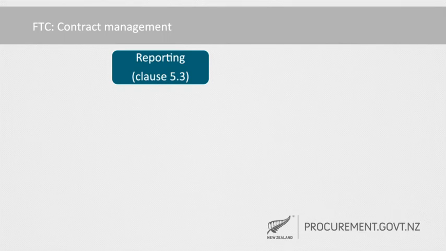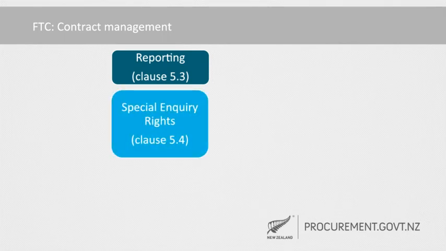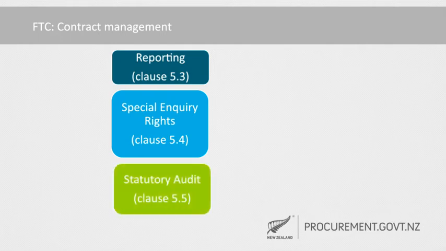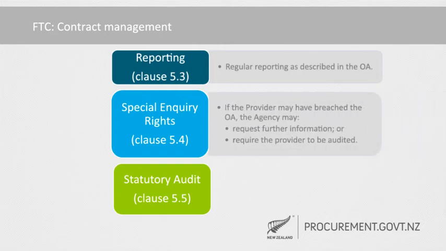The contract management section also covers what reporting is required and when special inquiry requests may be made, and confirms that statutory audits may be undertaken. In addition to the regular communication described in the previous slide, the provider will provide regular reports to the agency as described in the outcome agreement. If the agency believes that the provider may have breached the term of an outcome agreement, it can ask for information to establish whether there has been a breach, and if there has been, why it happened, or conduct an audit as to whether it was a one-off incident or more systematic failing. This right is described as a special inquiry right.